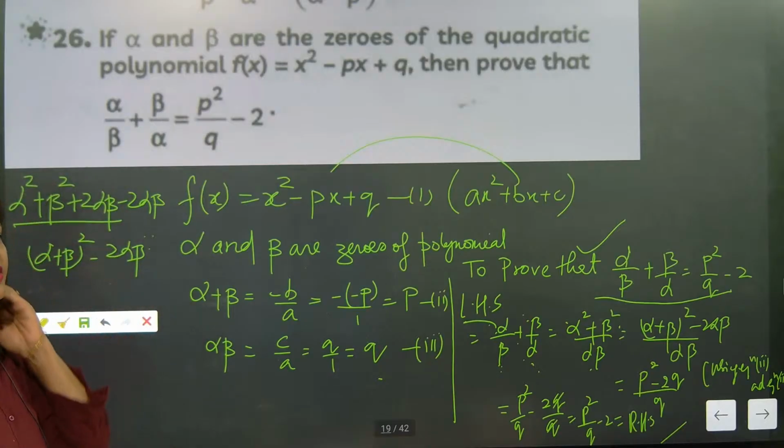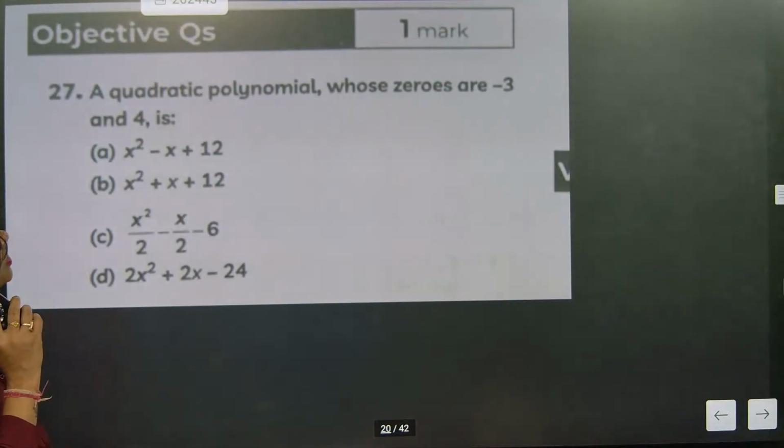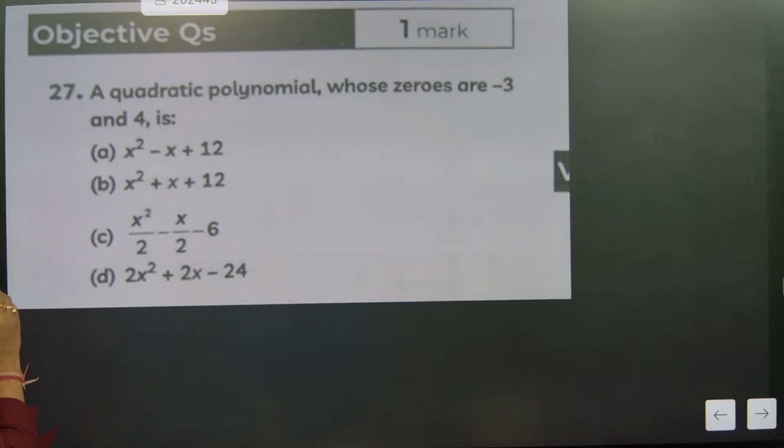I hope everybody has written this one. Shall we go for the next question, please? And your next question is, do this. This objective is very simple. Come on, go for it.